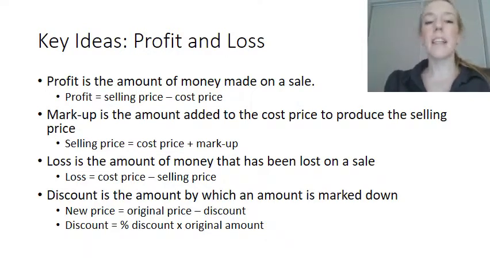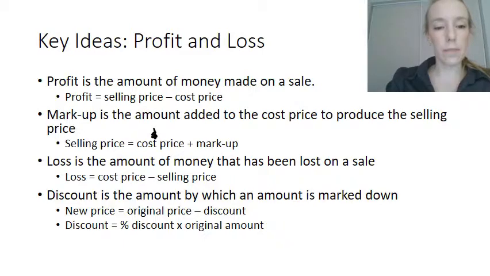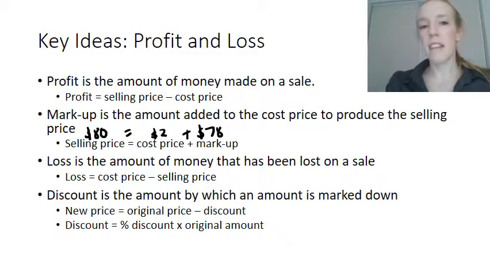So markup is the amount added to the cost price to produce the selling price. That's the amount that they're actually adding on. So the selling price, what you see the cost of something as, is how much it costs the shop to get in plus the markup that they put on top of that. Back to our jeans example, the cost price we said was $2, and our markup was the $78, and that would give you the selling price of $80. I'm just making these numbers up, by the way.